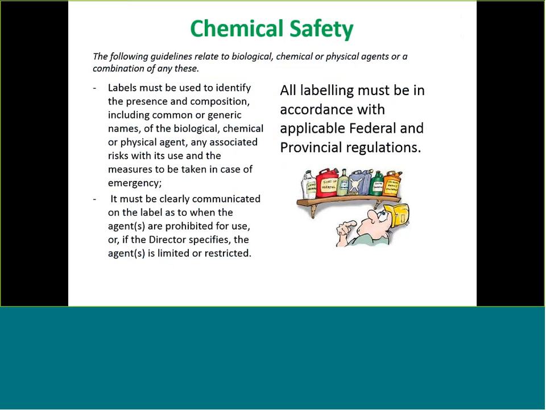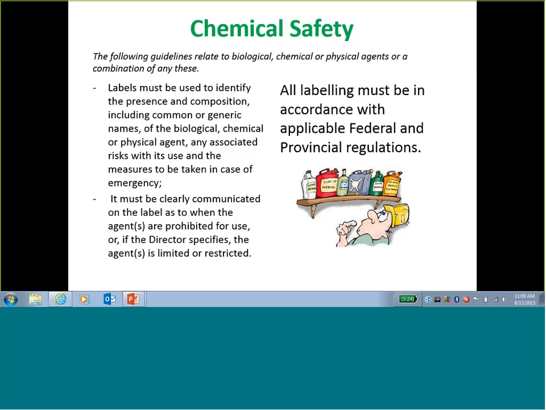So the first topic we're going to talk about today is chemical safety, and the following guidelines relate to biological, chemical, and physical agents or a combination of these. The labels must be used to identify the presence, the composition, including common and generic names of the biological, chemical, or physical agent, any associated risks with its use, and the measures to be taken in case of emergencies. It must be clearly communicated on the label as to when the agent was provided to be used, or if the director specifies the agent is limited or restricted.